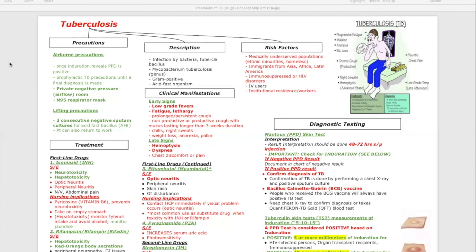These airborne precautions for tuberculosis can only be lifted when the patient is considered free of tuberculosis. That means they have 3 consecutive negative sputum cultures. Once they have these 3 negative results, they can also return back to work.